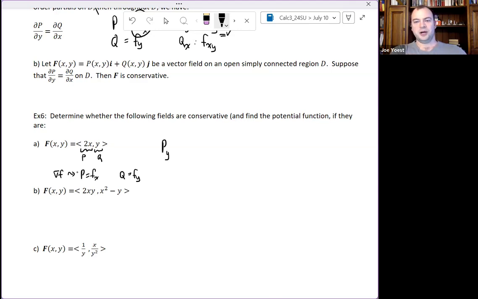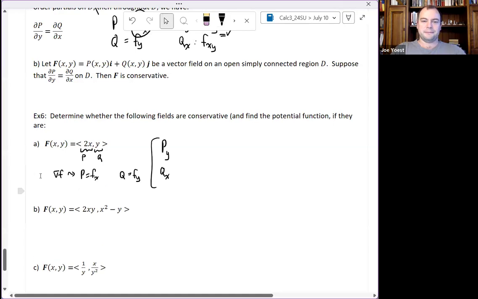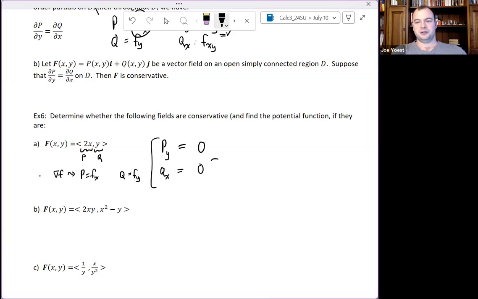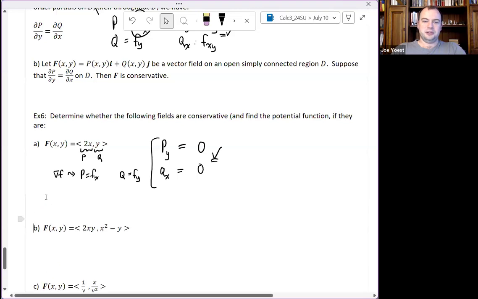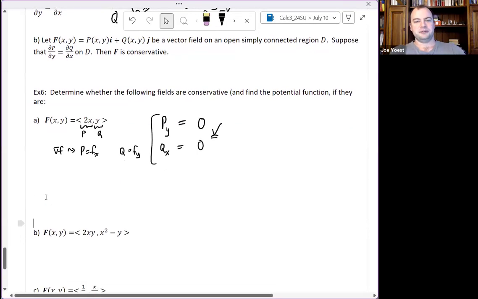So I want to check Py, and I want to check Qx. Py, if this is a gradient vector field, would be like fxy, and Qx would be like fyx. And the equality of mixed partials, those should be equal under reasonable conditions. So what is Py? Well, that's the partial with respect to y of 2x, that's 0. What is Qx? Also 0. These are equal. This should be a gradient vector field. This should be the gradient of some little f.